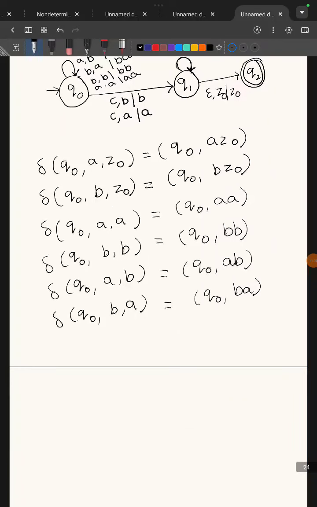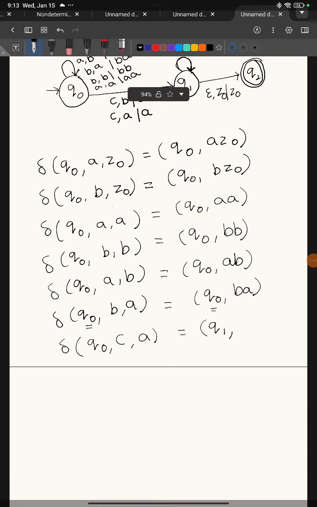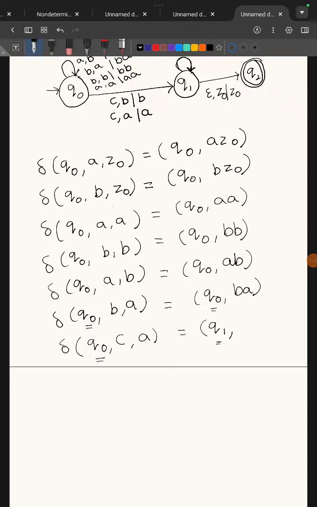Once I see the symbol C, that is in Q0, what am I going to see? The symbol C. If A is the top of the stack, what am I going to do? I am going to do nothing. I will just move to the state Q1. See over here, the stack remains the same, but the state has been changed from Q0 to Q1. A will be A only. Similarly, in Q0, if C is the input symbol and B is the top of the stack, I will not do anything. I'll just change the state to Q1. It will be B only.